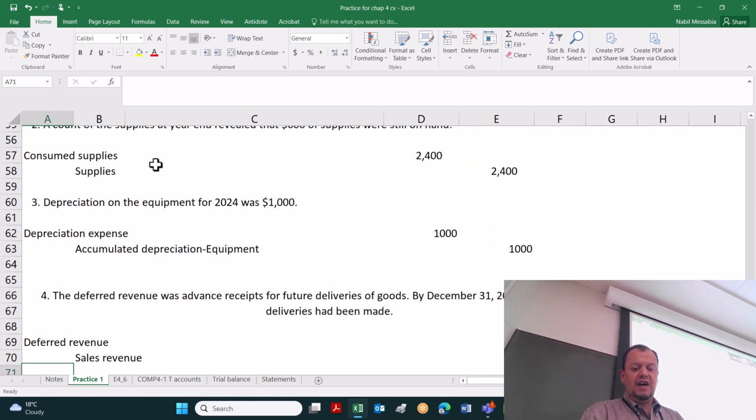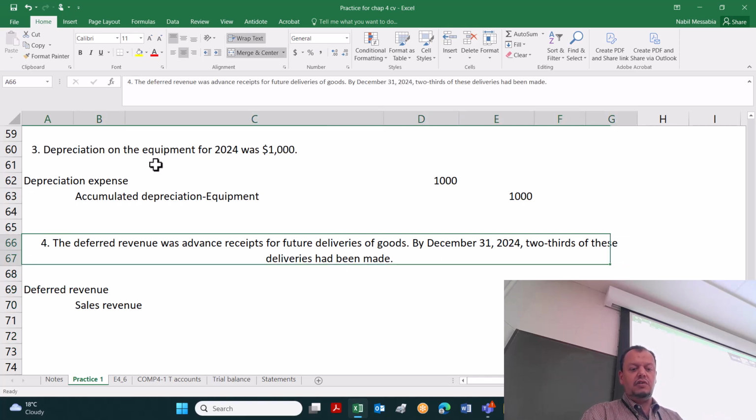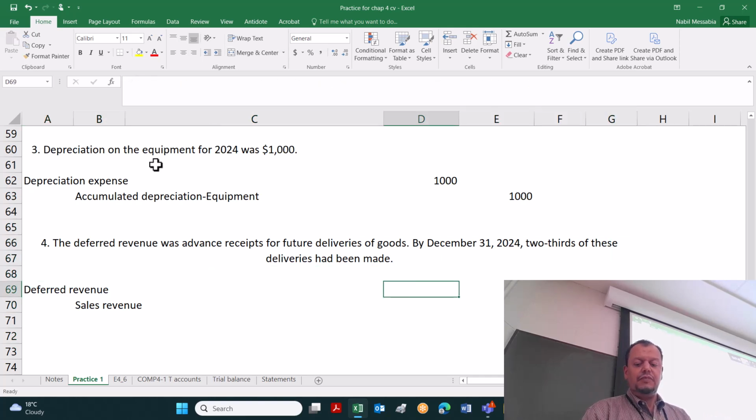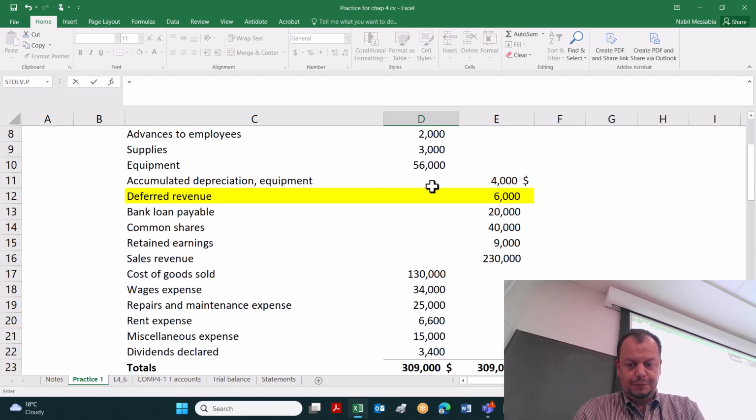And by the way, your deferred revenue, how much? Do we have to make a calculation? Yes, we need to make a calculation. They say 2/3. 2/3 of what? 2/3 of the 6,000, right? So that's 6,000 of deferred revenue multiplied by 2, divided by 3.